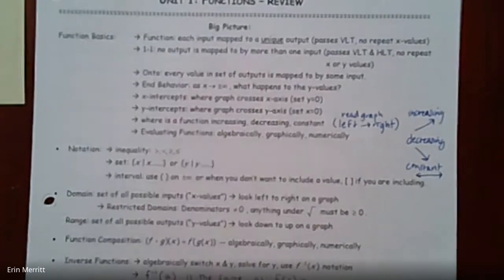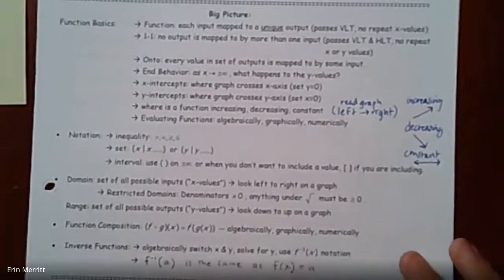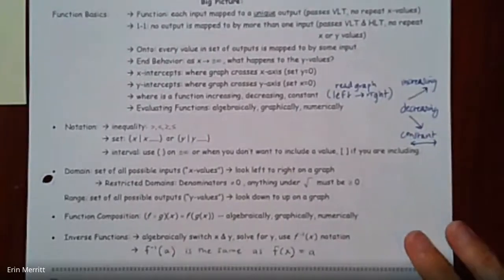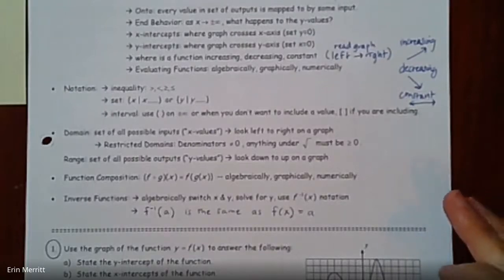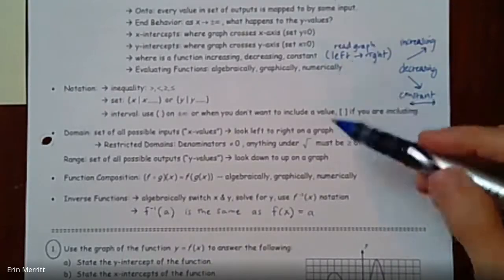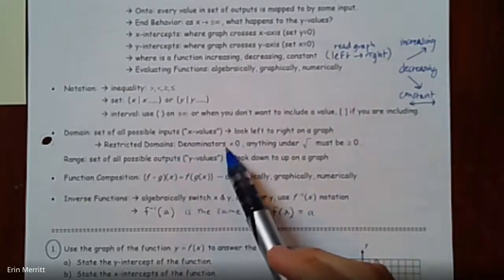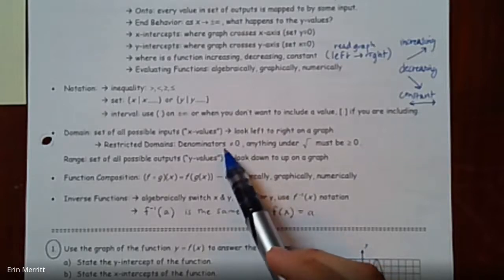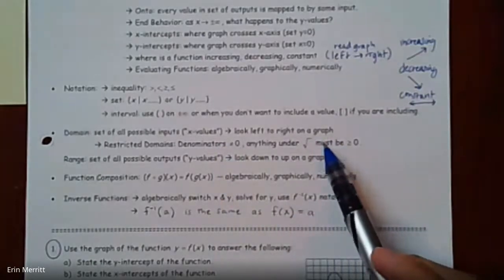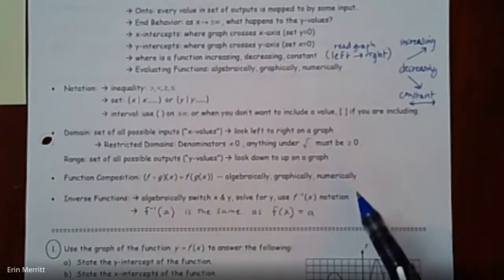I'm not sure if that made it into any earlier video, so it's good to take note of right now. Your notations: inequality, set, interval. Make sure you know which one is which. That will kill you in points if you don't know the difference, and then you get nitpicked for all those different little things. As for domain, the restricted domains, we'll do some practice with these. If it's a rational function, the denominator should not be equal to 0. And if it's a radical, the radicand, or the value underneath, has to be greater than or equal to 0.